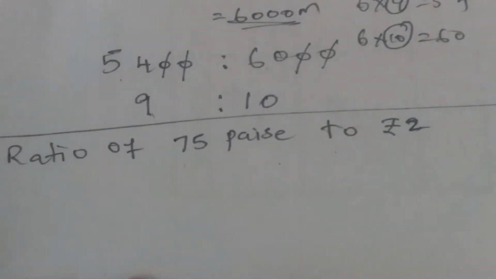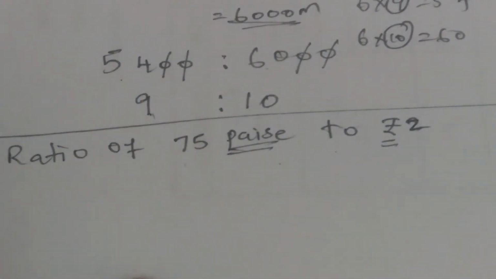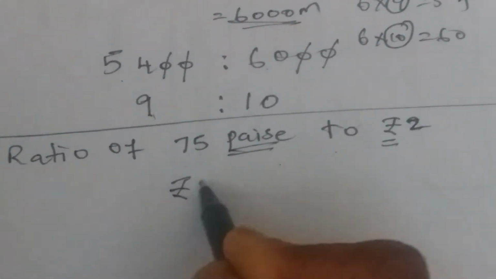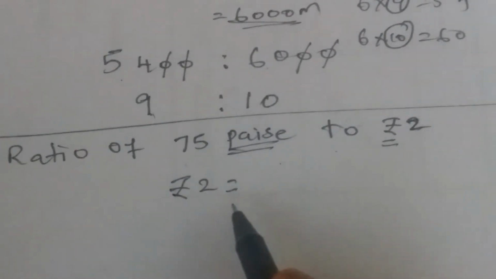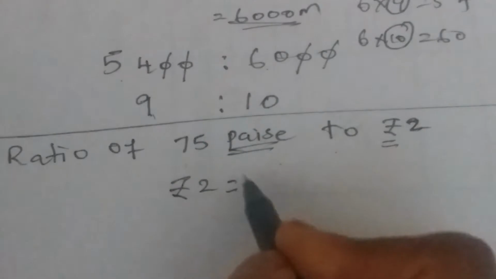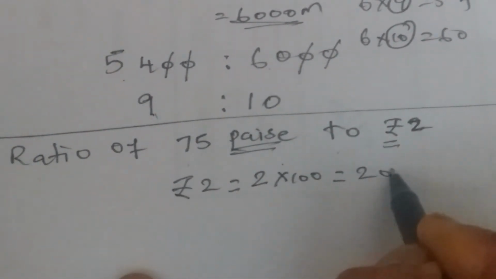Are the units same? Please tell me children, are the units same? It is pies and here rupees. Are they same? No. So let us convert rupees into pies. That is easy. 2 rupees equal to what? How many pies are there in 1 rupee? Yes, 1 rupee is 100 pies. Therefore, 2 rupees is 2 into 100, which is 200 pies.